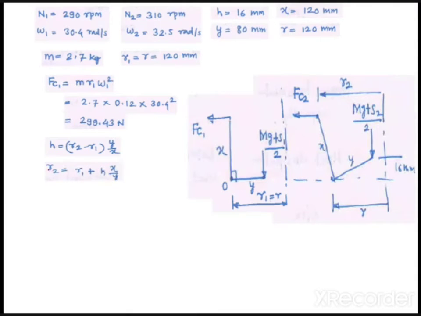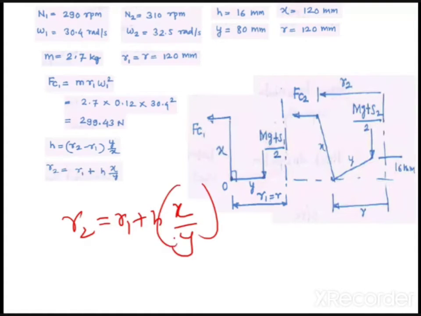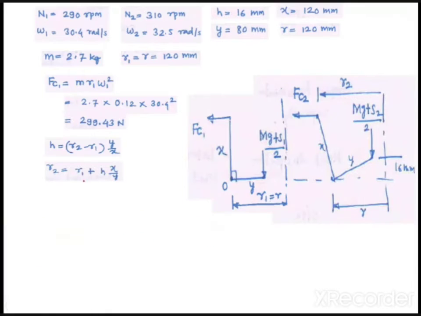So from this you will get R2. So what is R2? R2 is equal to R1 plus H into X upon Y, right? H is equal to R2 minus R1 into Y upon X. So R2 is equal to R1 plus H into Y upon X.